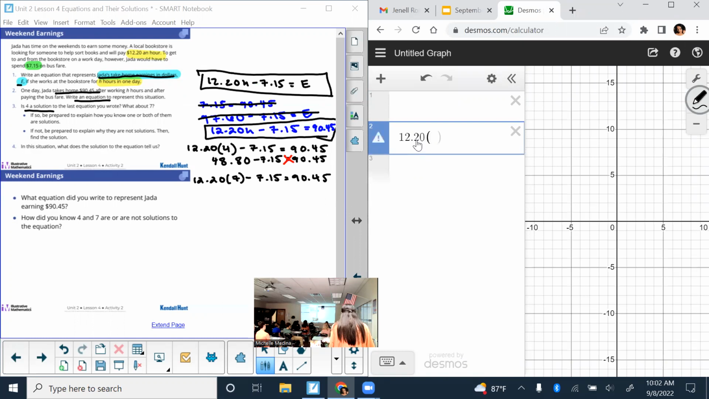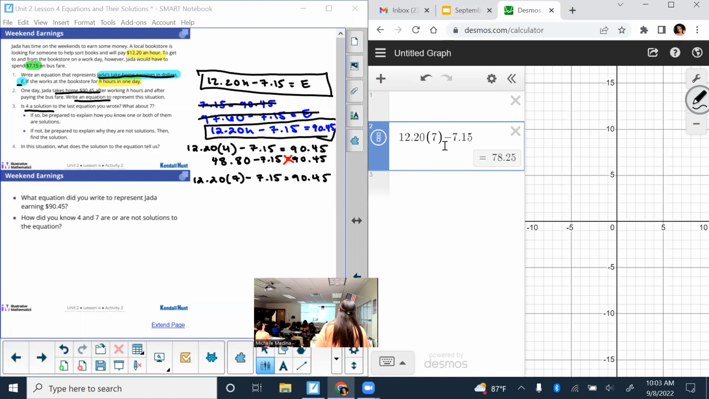12.20 times 7 is what it wants us to plug in for the hours. Minus 7.15. Maybe don't write the equals, but just see if it equals that. Is 78.25 equal to 90.45? So that is why it is not a solution. Questions there?